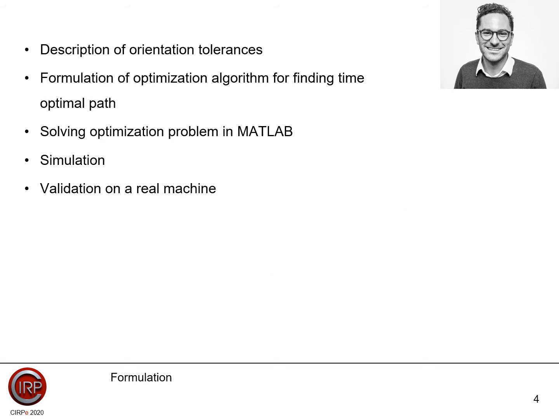In our paper, a method for path planning is described that uses tolerances in orientations in multi-axis applications to increase the TCP's velocity. Possible applications are welding, 3D printing, etc., that have process-dependent orientation tolerances. Therefore, I first describe orientation tolerances, then there is a formulation of the optimization algorithm, and with 2 examples I will show you the results.